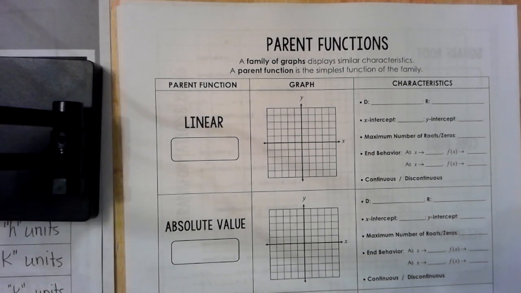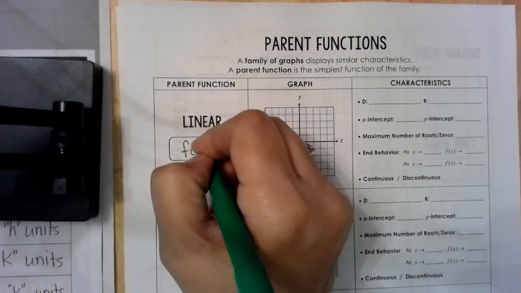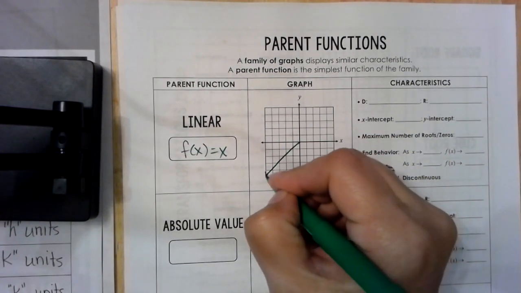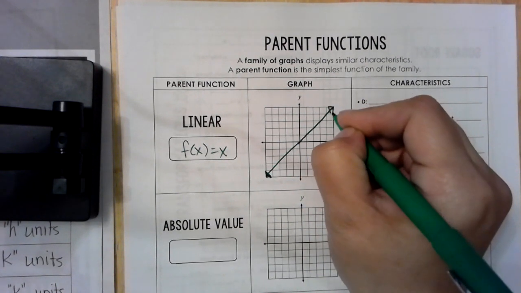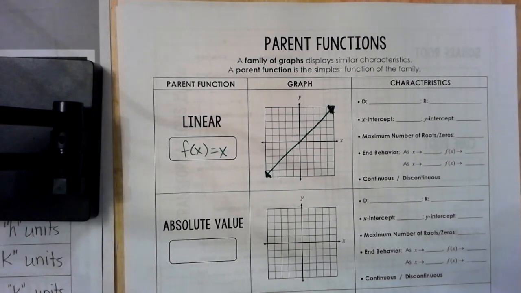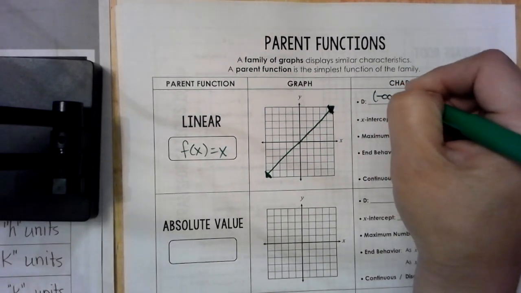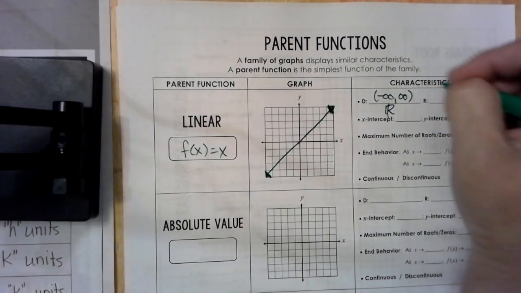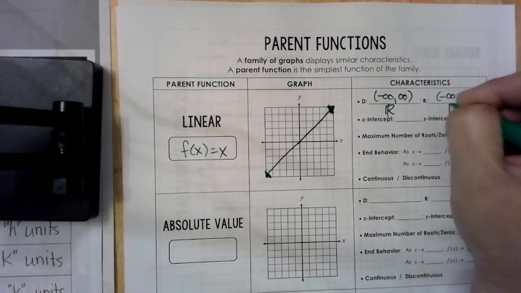First of them, which you're familiar with from Algebra 1, is the linear, which is f of x equals x. It is the line that passes through the origin and continues on to infinity. So our domain is from negative infinity to infinity, or all real numbers. Our range is negative infinity to infinity, or again, all real numbers.